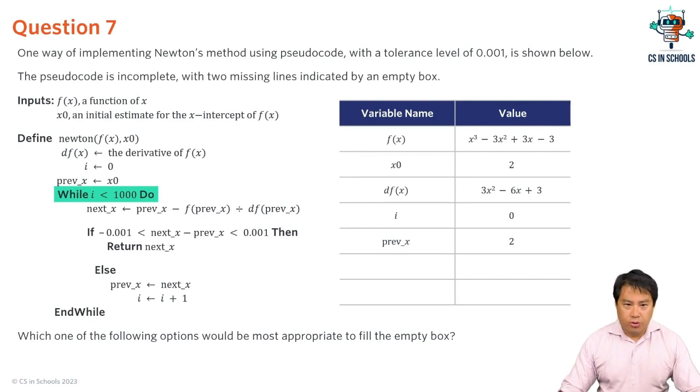So as before, what we're going to do is we're going to evaluate the condition that follows the while loop. So we take the value of I, which is 0, substitute it into there, and then we check whether that condition is true or false. So 0 less than 1000, yes it is. So we are going to enter the while loop.